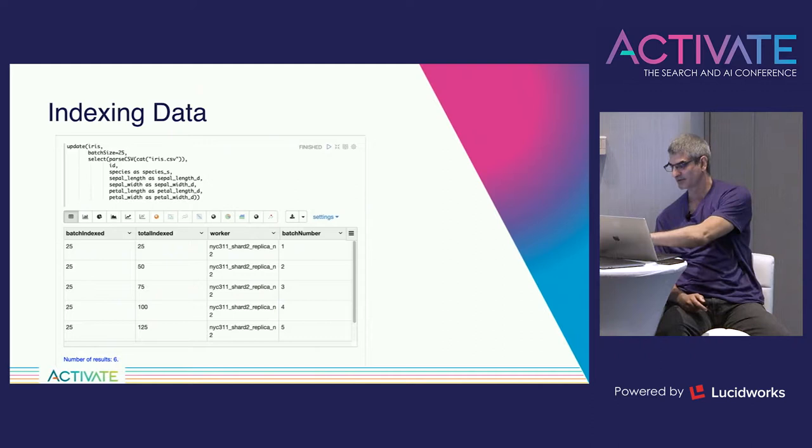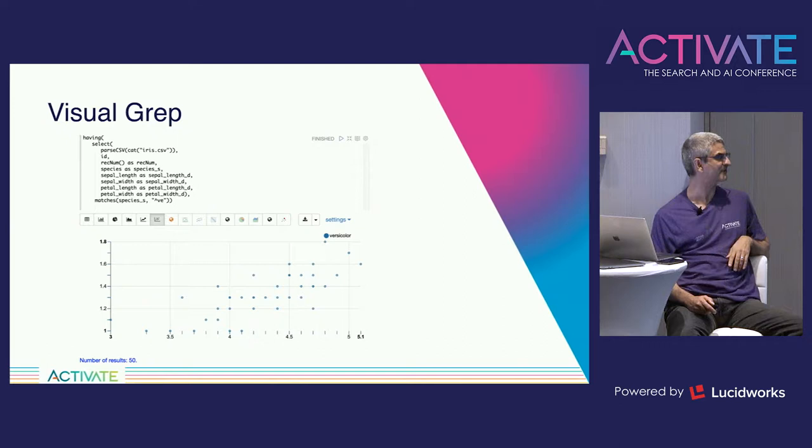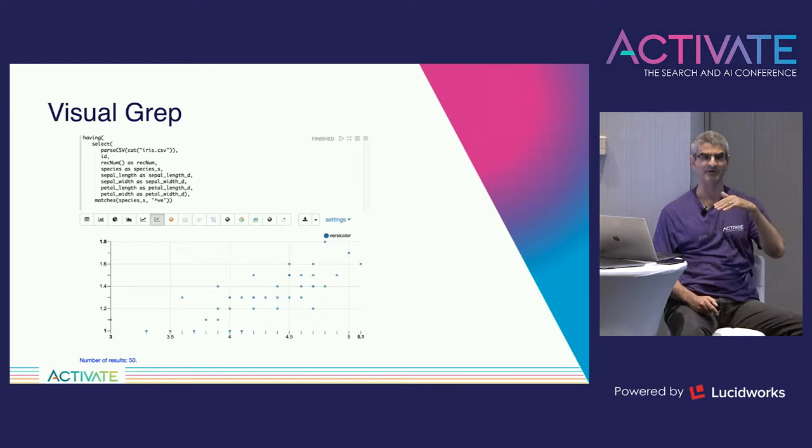Okay, so let's look at some other things that we can do with this. We can do what I call visual grep. So instead of sending the data to be indexed, we're going to wrap it in a having function, which filters the data. And notice the having function has this matching clause at the bottom. So it's saying match the species_s field with anything that starts with VE. And we're basically filtering the output by regular expression, and we're immediately visualizing it.